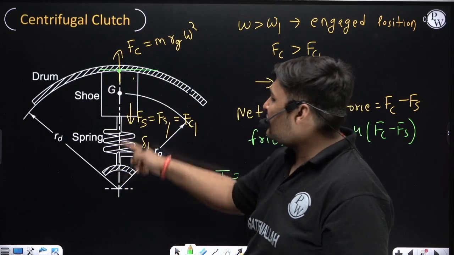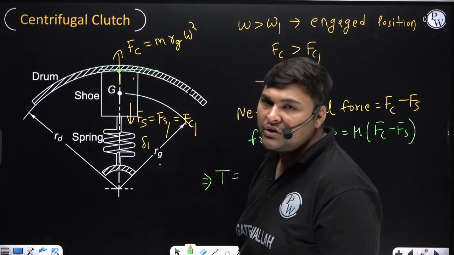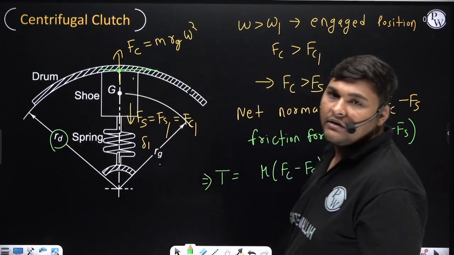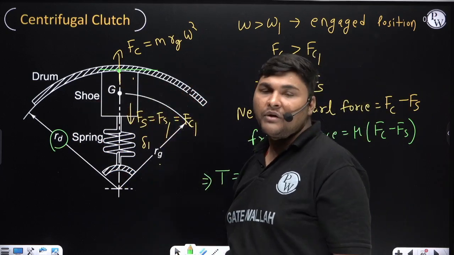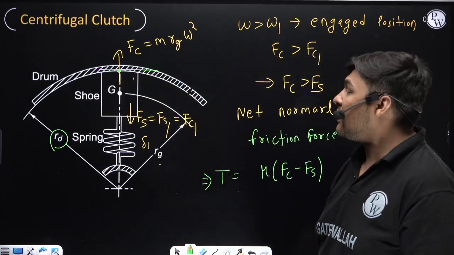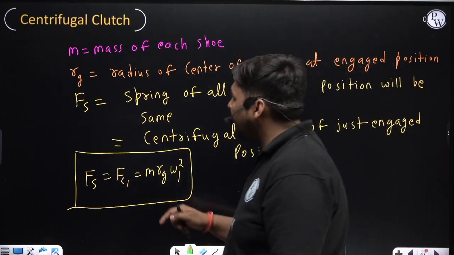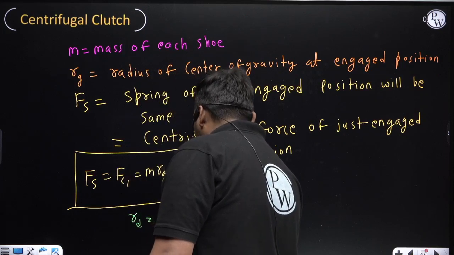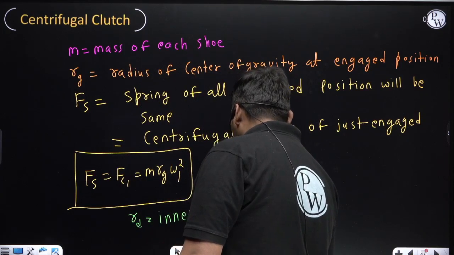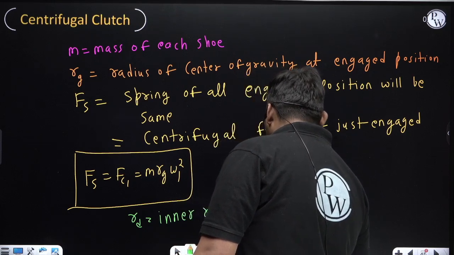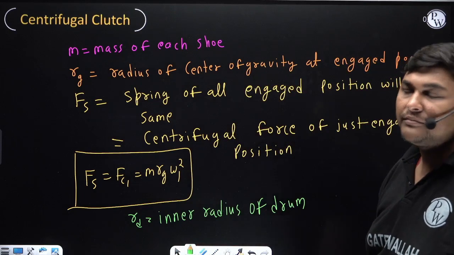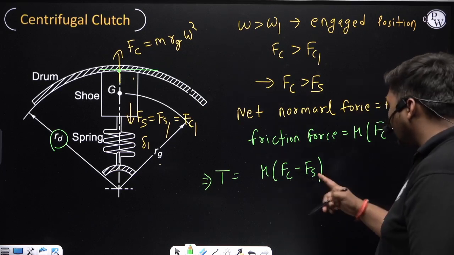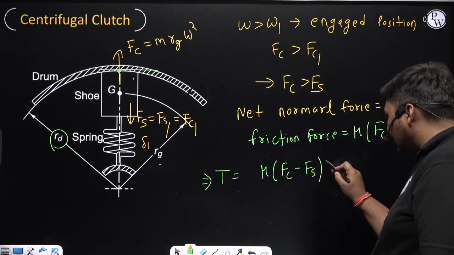Now torque will be the distance of this point from the axis of rotation, and this distance will be equal to RD, because this point is at the inner surface of the drum. RD is nothing but the inner radius of drum, so definitely the examiner will give the value of RD. So torque transmitted will be mu into net force FC minus FS into inner radius of drum.